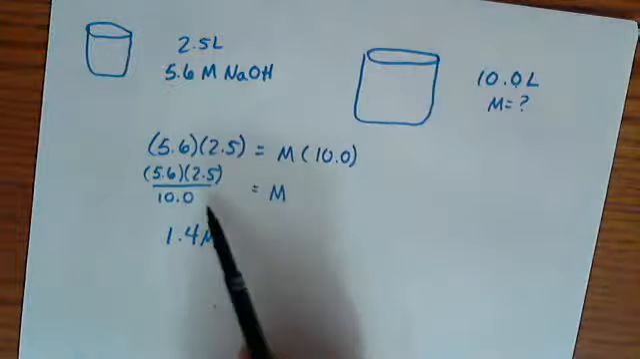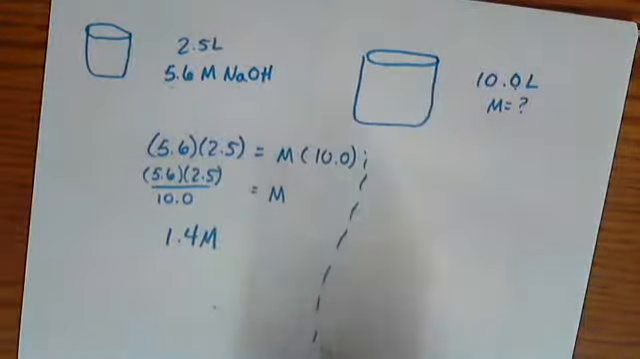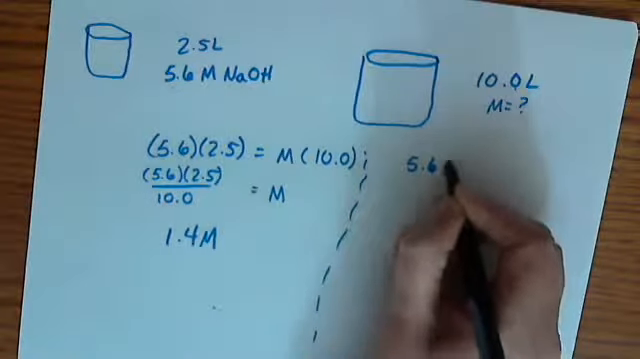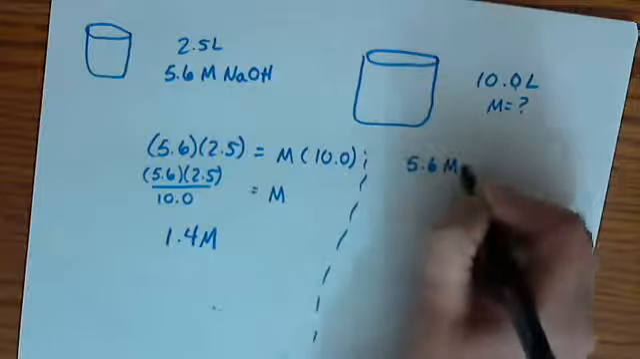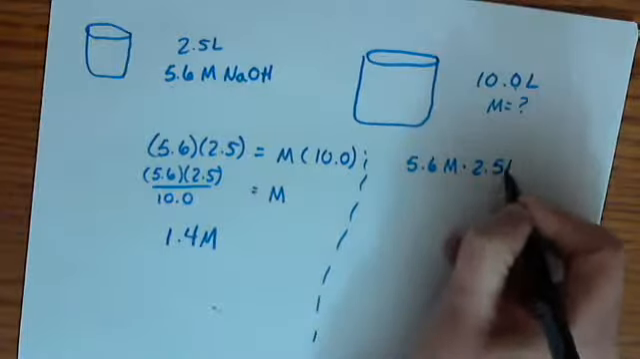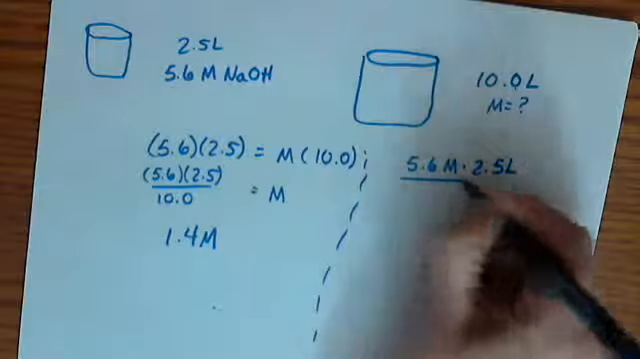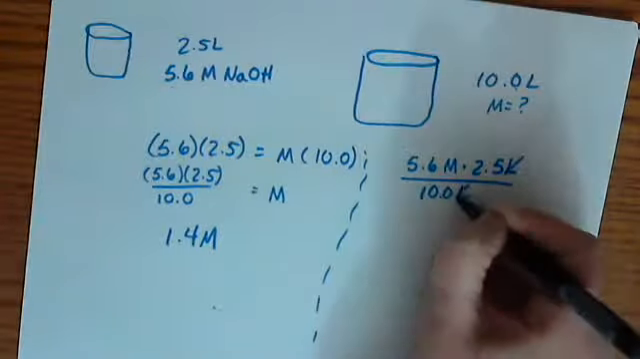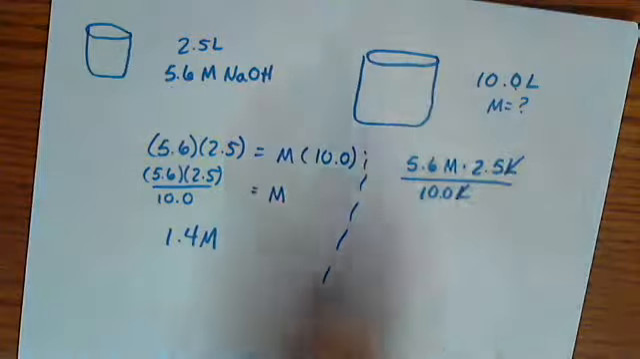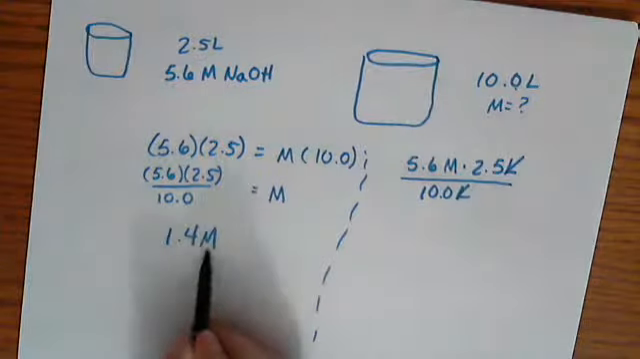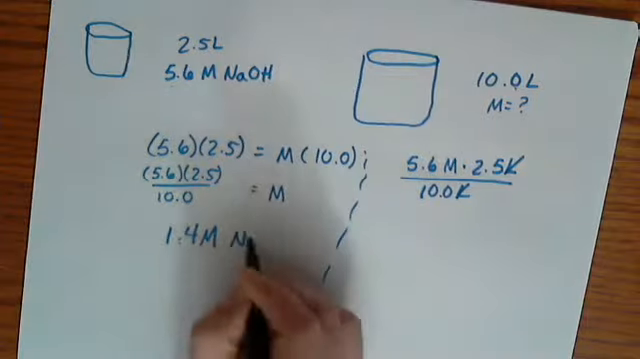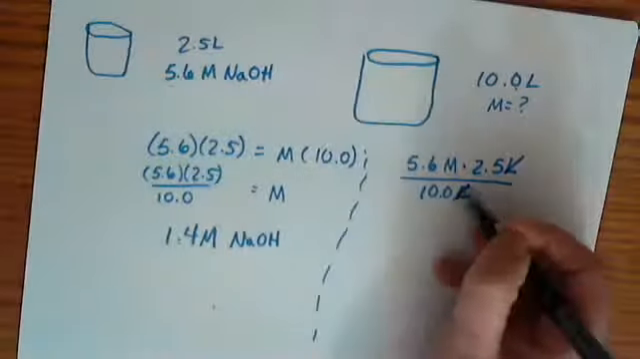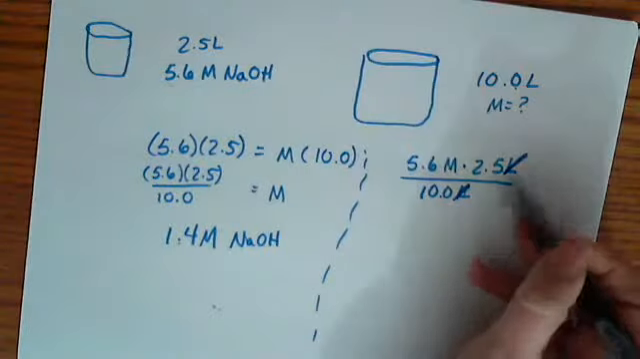Now, sometimes people like to see this done with units, so let me try that again so you can see what's going on with our units. 5.6 molar times 2.5 liters divided by 10 liters. This liter and this liter cross off, so our final answer is going to be molar solution. And again, this is molar NaOH. So you can see how those units just cross off, and I've got one on the top and one on the bottom.